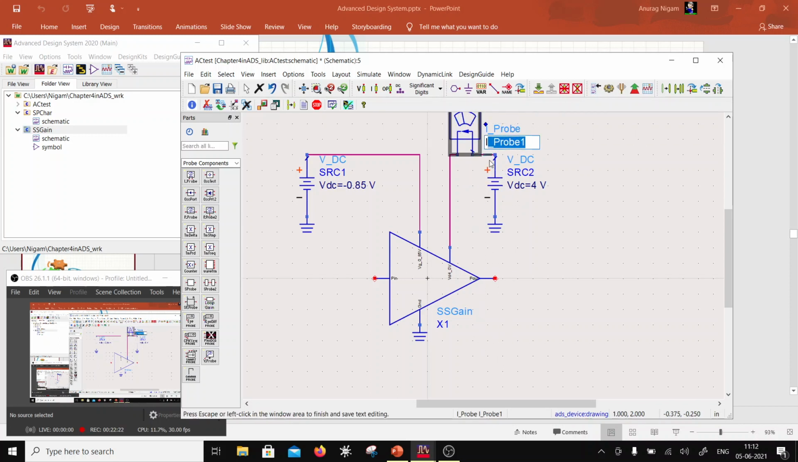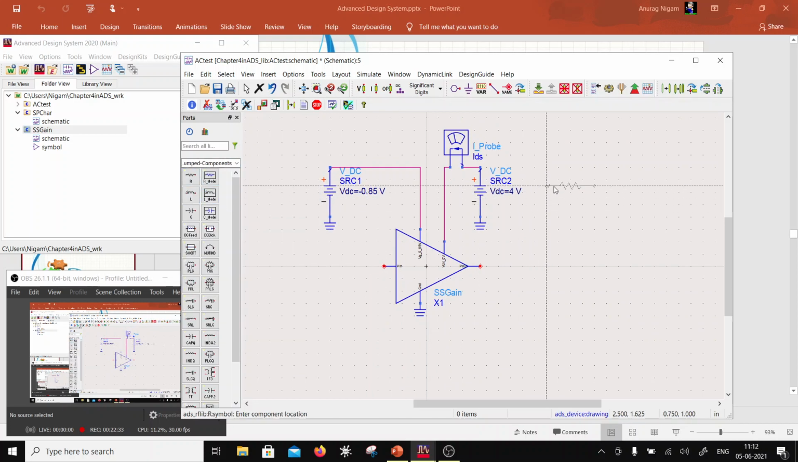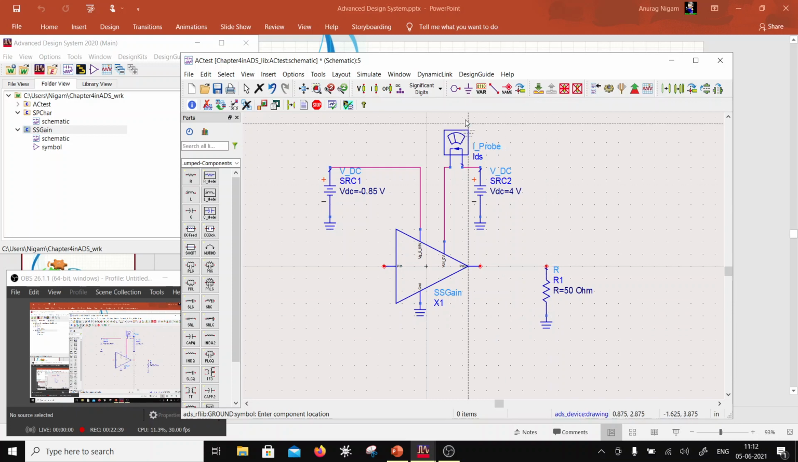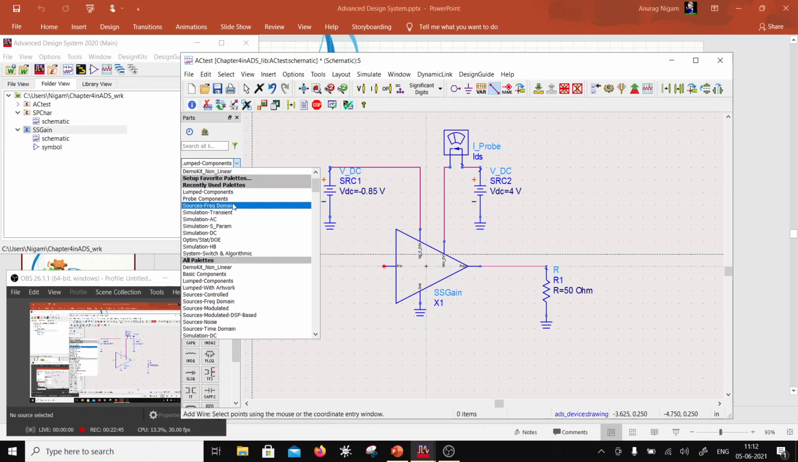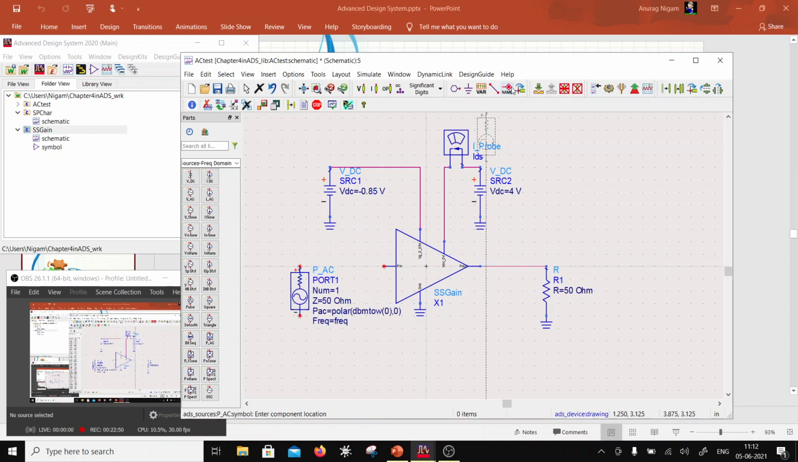Okay, and over here I can say this is the IDS current. Then I can put in the termination at the load. In this case I can choose a lumped component, and I can choose this as my load. I can choose the source from the sources frequency domain, PAC. This is different from P1 tone, which is used for harmonic balance. This is not being used for harmonic balance, this is being used for AC simulations.